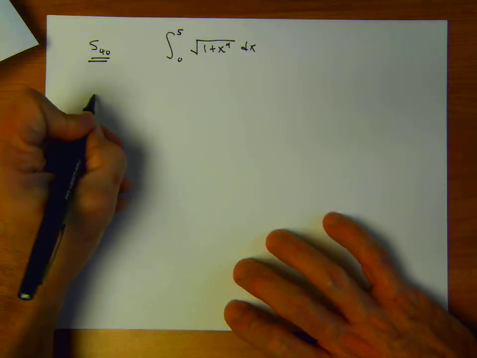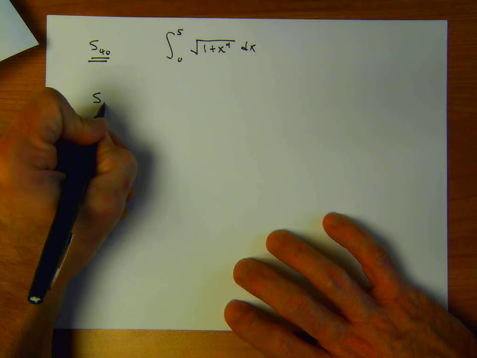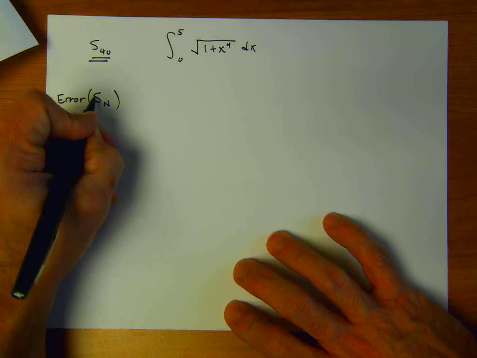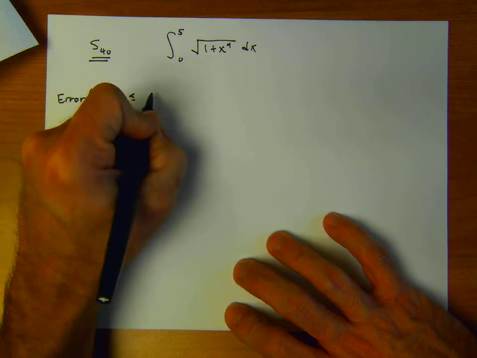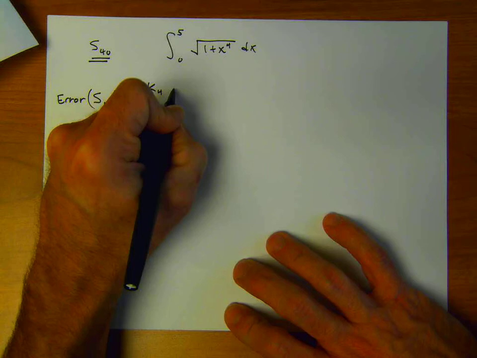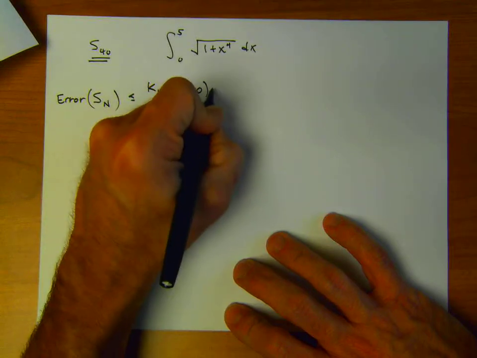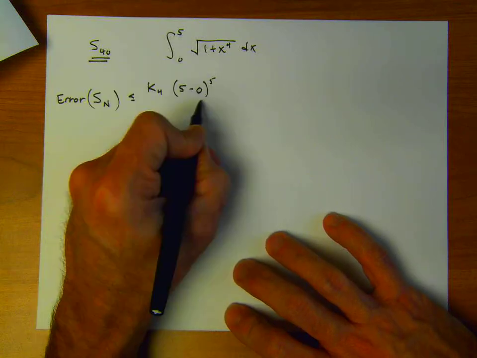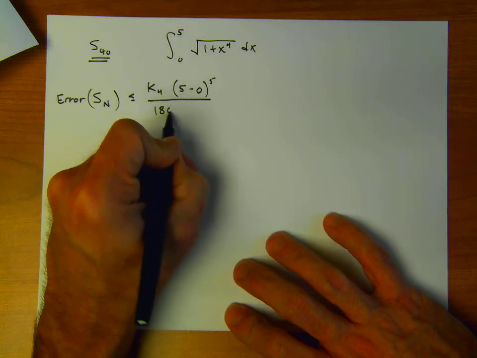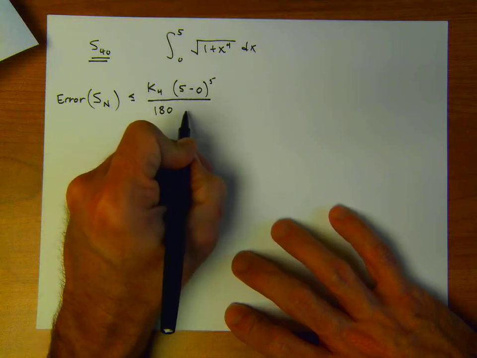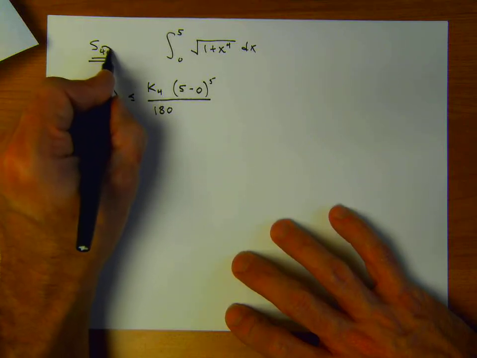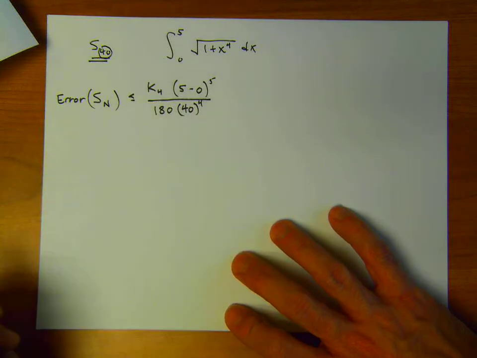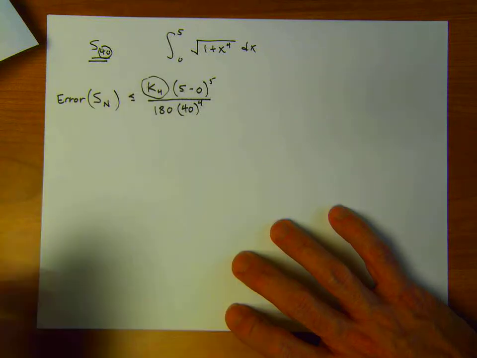Well, we know that the error associated with Simpson's rule using n partitions, S_n, is less than or equal to K4 times (5 minus 0) to the 5th. So these are the endpoints of our interval, and it's going to be over 180, and then n to the 4th, but in this case n is 40, so we have 40 to the 4th power.